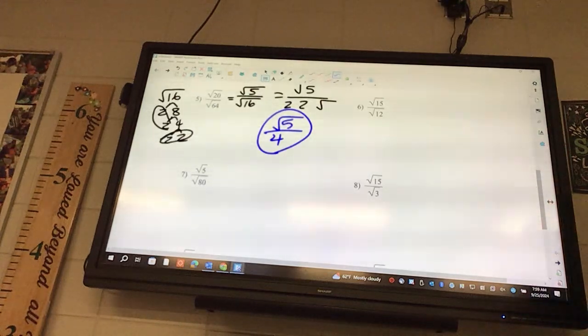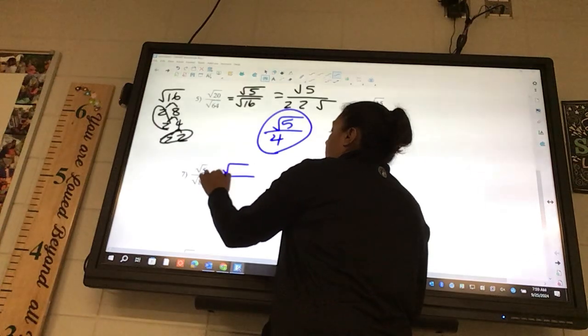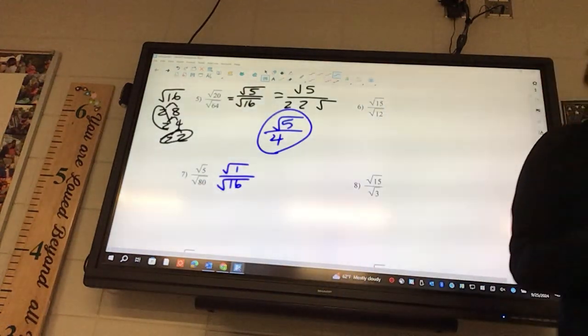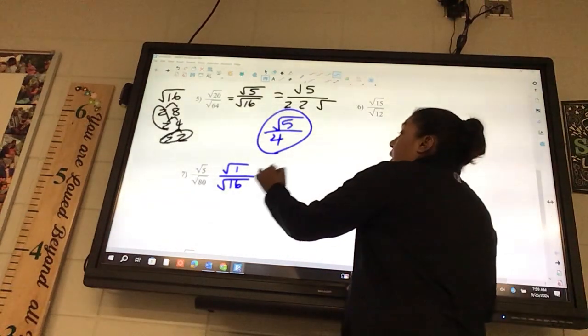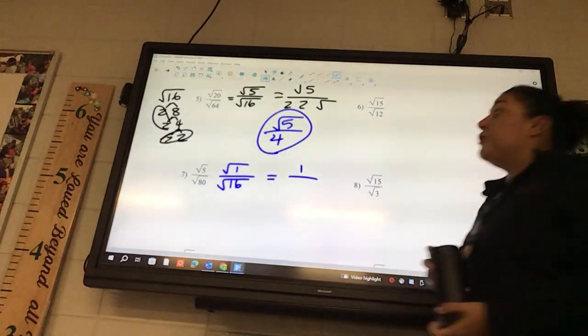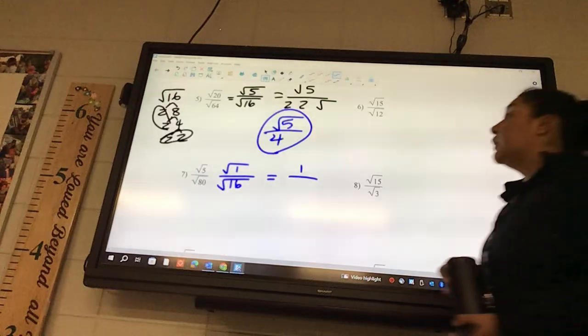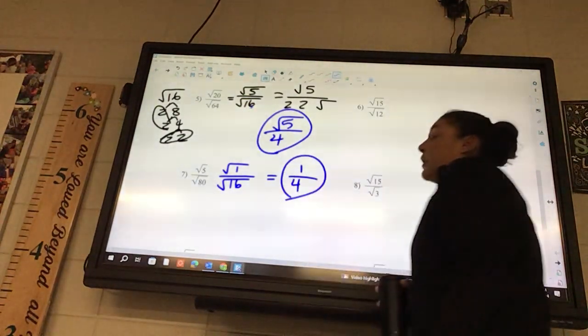Okay, 7, 5/80. What does that reduce to? 1 over 16. Okay, square root of 1 is going to just be 1, with no square root. Okay, and 16 we just did, and what was 16? 4. It was 4, we just did it right here. And so there's no need to kind of do it again.